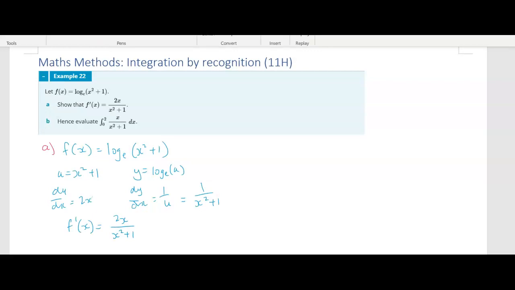Now for question B, most of you did that quite well on your trial exam, but you can have a look at your trial exam. Question 1 was exactly the same question. Hence evaluate this definite integral. So you can see what we have to solve for. Our terminals are from 0 to 2, and we've got x over x squared plus 1.